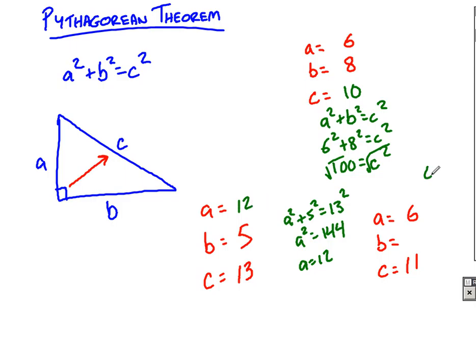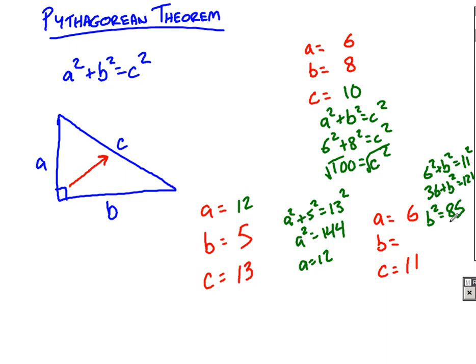And this last one here, 6 squared plus b squared equals 11 squared. So that means, again, 36 plus b squared equals 121. I'm going to do that subtraction and get b squared is equal to 121 minus 36, which is 85. And then again, take the square root.